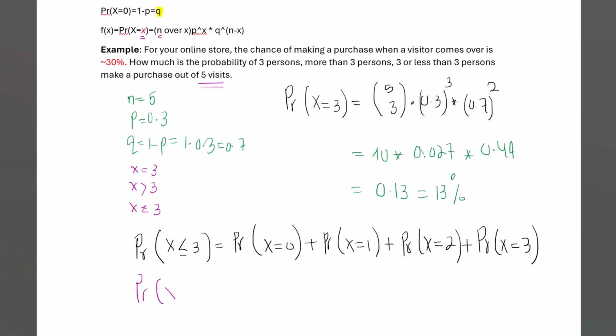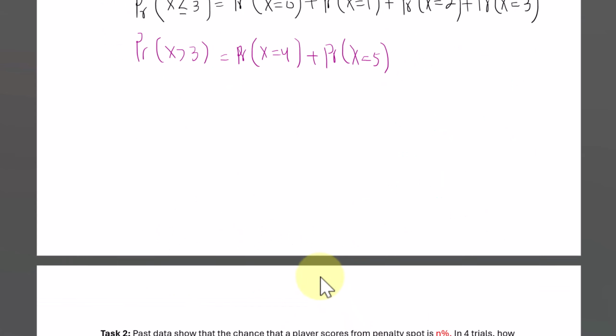Likewise, the probability that X is bigger than 3 is nothing but the probability that X is equal to 4, 4 of them make a purchase, plus the probability that X is equal to 5, 5 of them make a purchase. And you need to calculate both of them and then add the results.